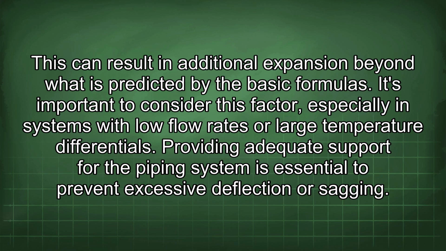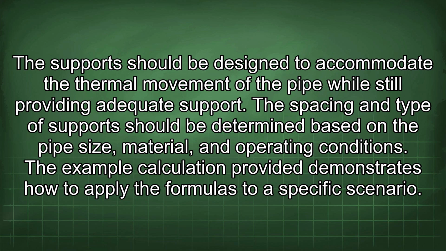Providing adequate support for the piping system is essential to prevent excessive deflection or sagging. This support should be designed to accommodate the thermal movement of the pipe while still providing adequate support. The spacing and type of support should be determined based on the pipe size, material, and operating conditions.